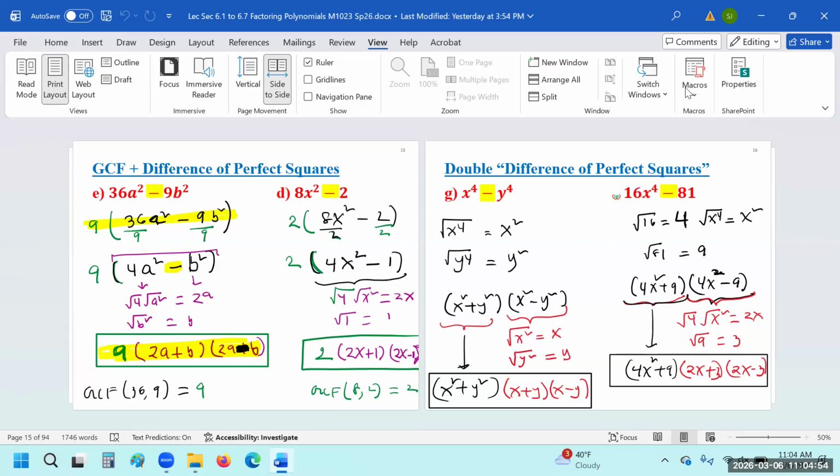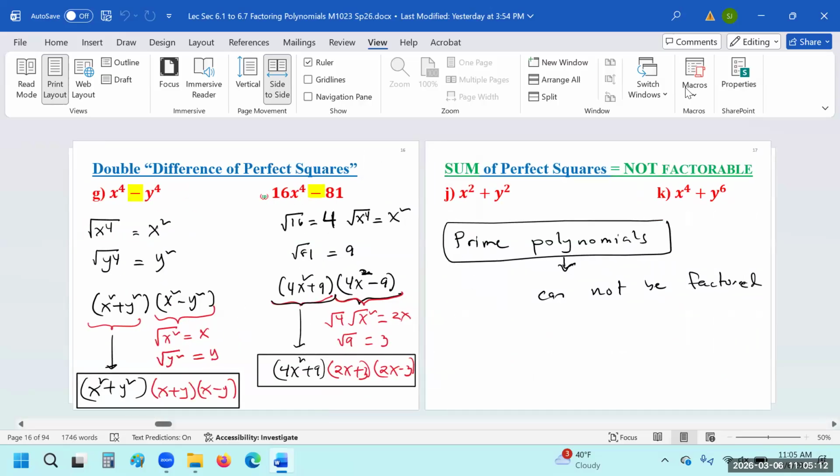So you take the square root of x squared, which is x, square root of y squared, which is y. So you get x from here, y from here, we add them and subtract them. So we apply difference of perfect square twice. That's why they're called double difference of perfect squares. Same thing, the other one. And then for sum of perfect squares, there is no rule.